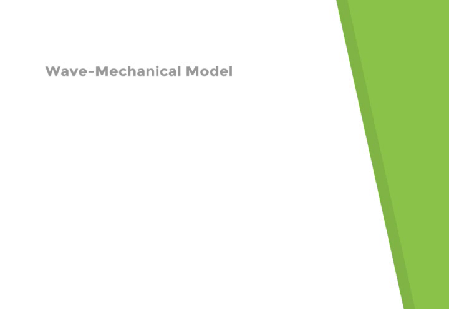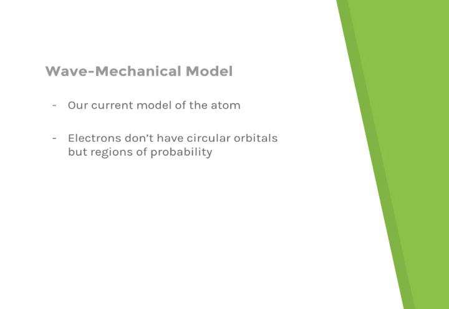So next up, we're going to be talking about the wave mechanical model. This is our current model of the atom, and one of the major assumptions is that electrons don't orbit the nucleus in circles, like Bohr said, but more likely they exist in regions of probability that surround the atom. So these are just areas that we've calculated using really complex math, where we can say that the electron will most likely be. We'll never know exactly where it is, but these regions give us a pretty good idea.